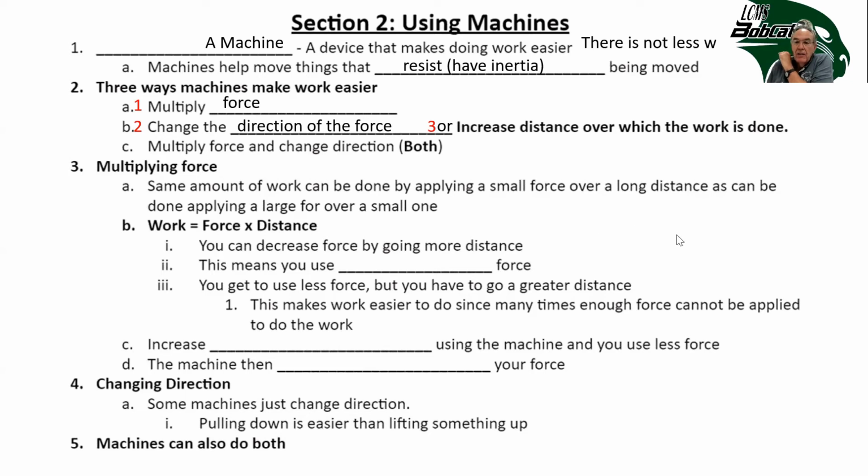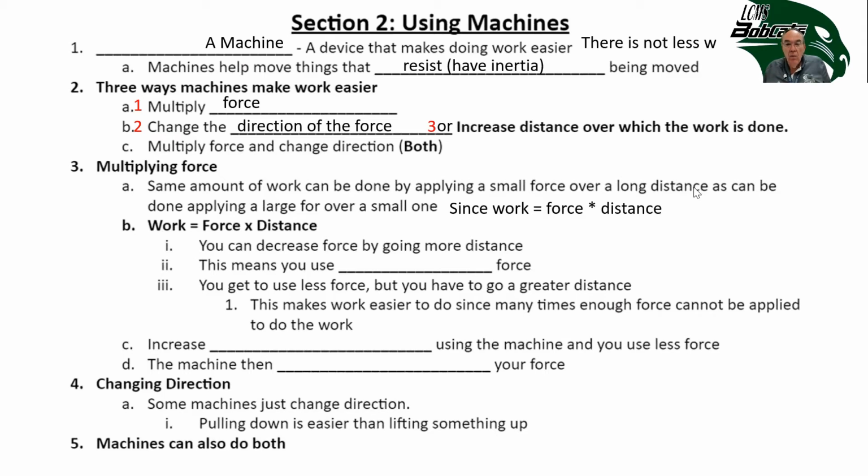When we talk about machines multiplying our force, there's a trade-off. The same amount of work can be done by applying a small force over a big distance as is done by applying a large force over a small one, since work equals force times distance. So we're going to find out that the machine does this. It applies a small force over a long distance.